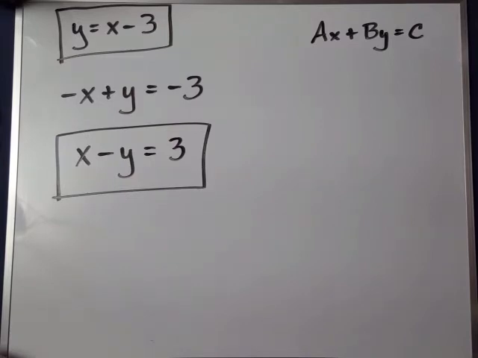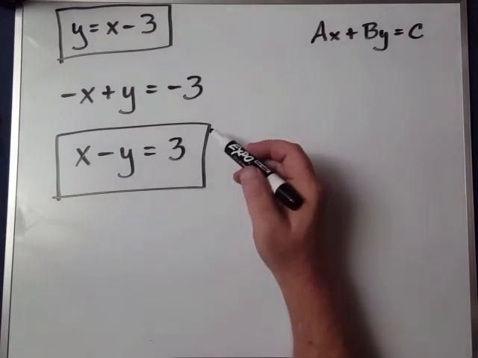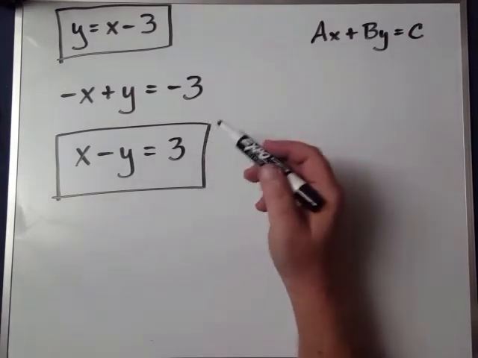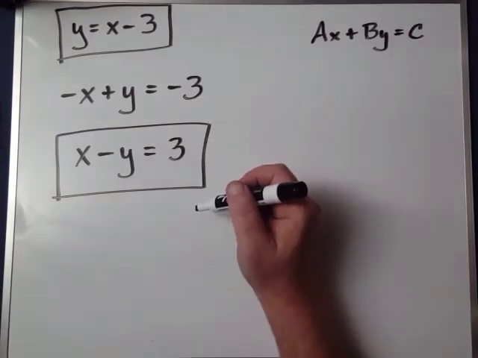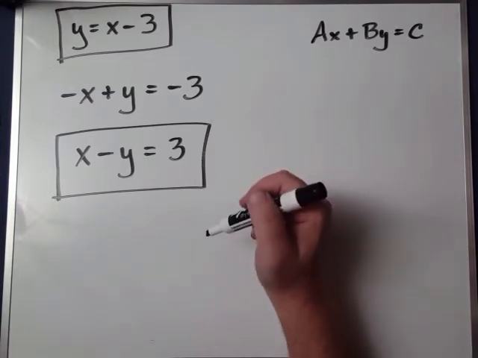Sometimes on a quiz or a test, I won't give you 2 points or a point and a slope. I may just give you an equation and say, now write this equation in standard form. And that's what I'll want to see.